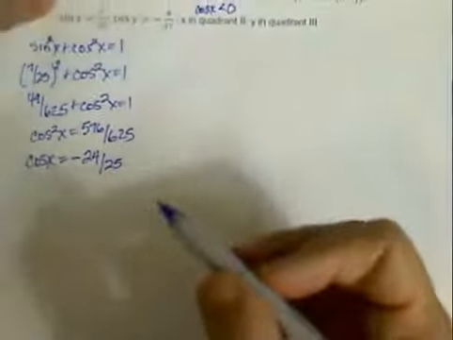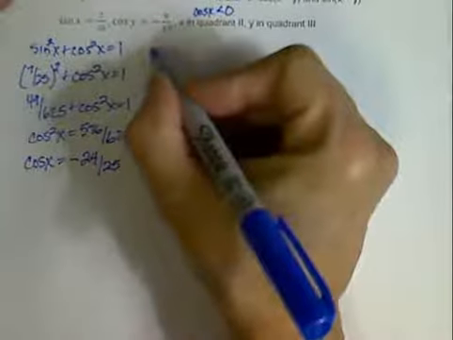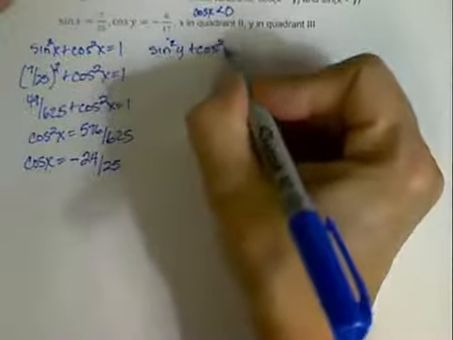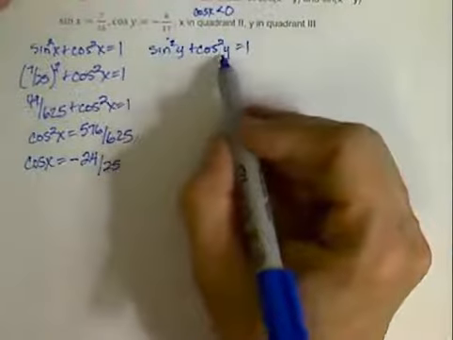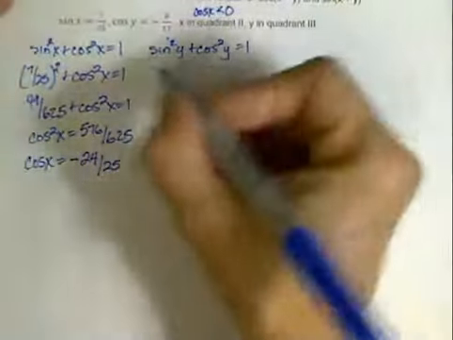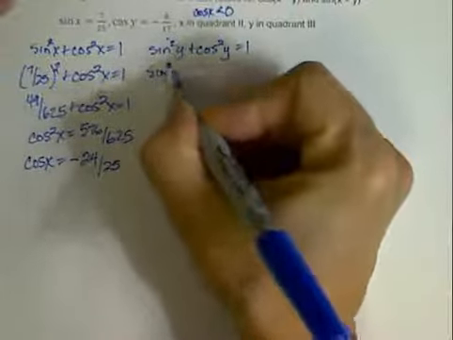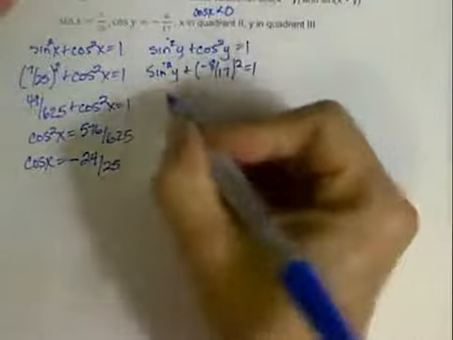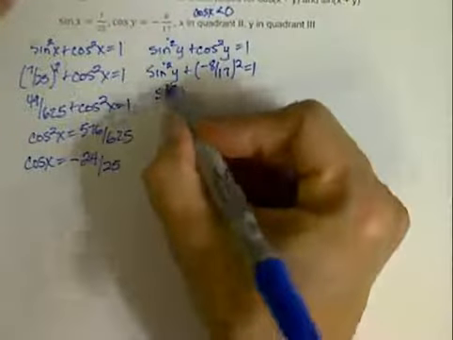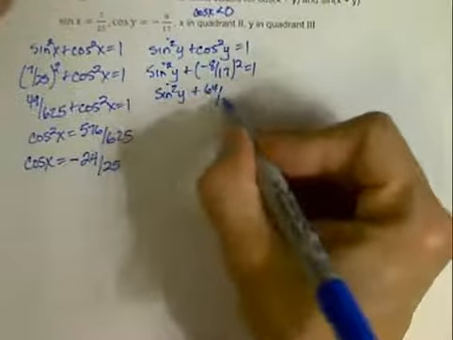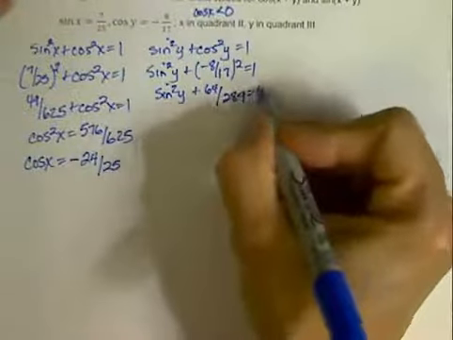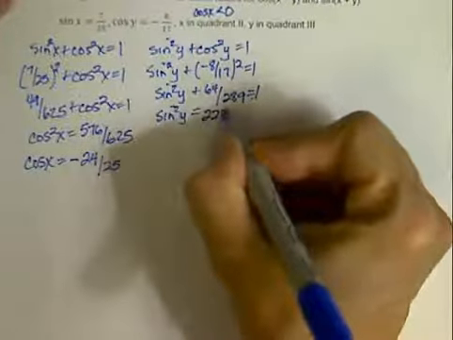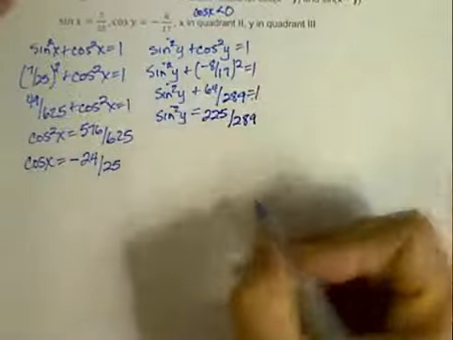We're going to use the same Pythagorean identity. We have sine squared of y plus cosine squared of y equals 1. This time we're plugging in our value for cosine of y and squaring it. That would give us 64 over 289. Then we're going to subtract that from 1. That would give us 225 over 289.